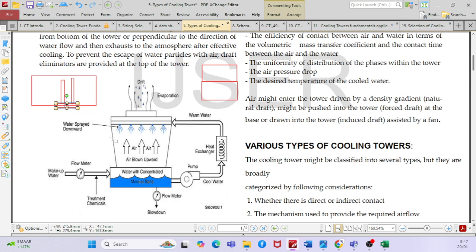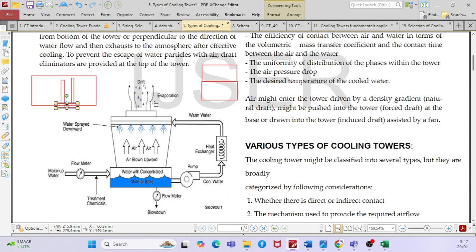So the same concept is used here as well. You can install a drift eliminator to avoid the drift losses. But can I ask you something? Why is that not a must component in every AHU? Do we add that in every AHU? No, no.